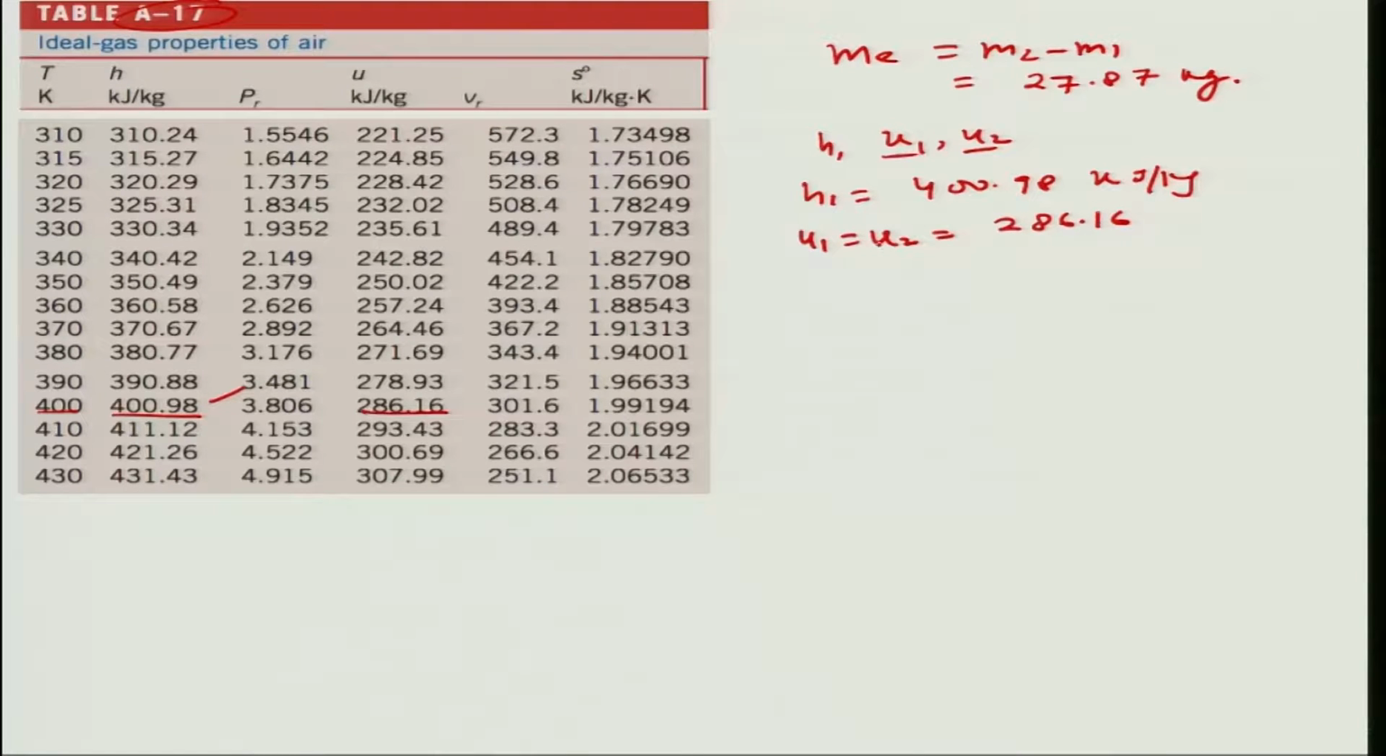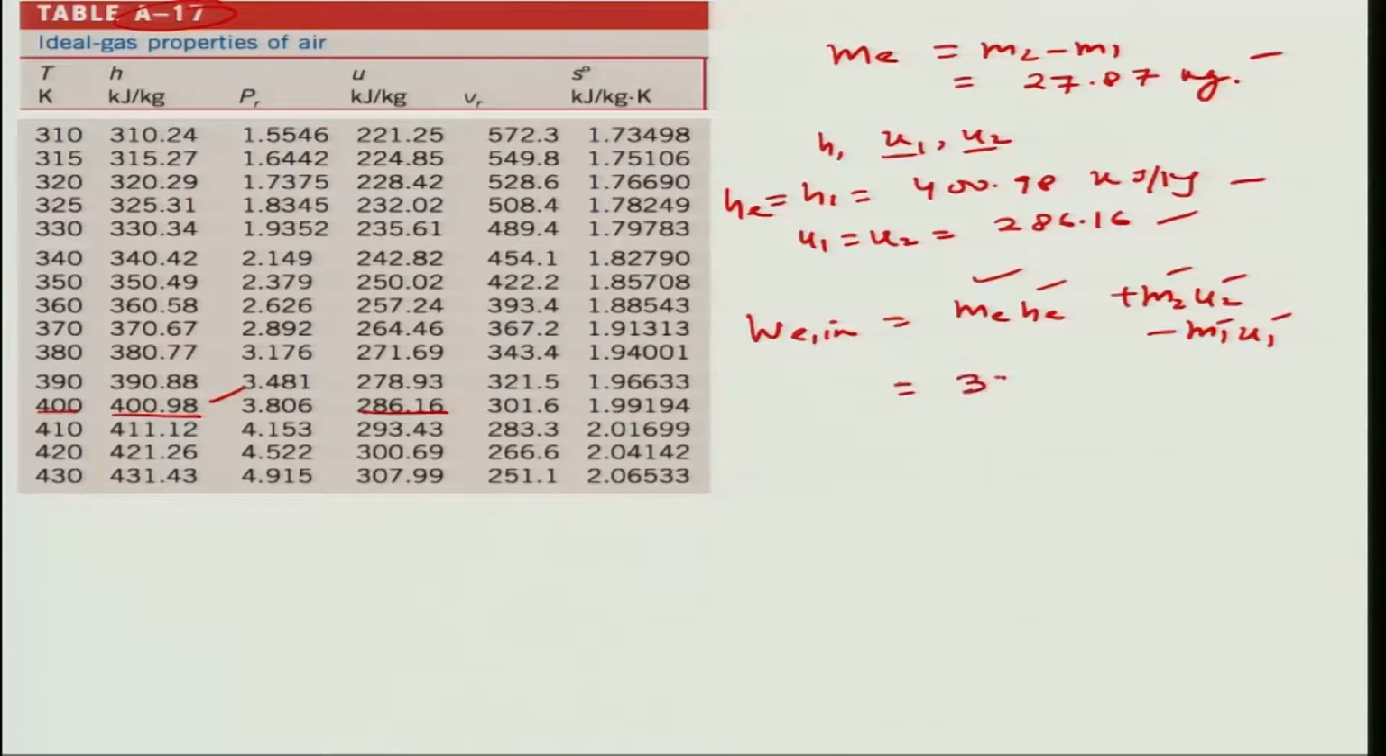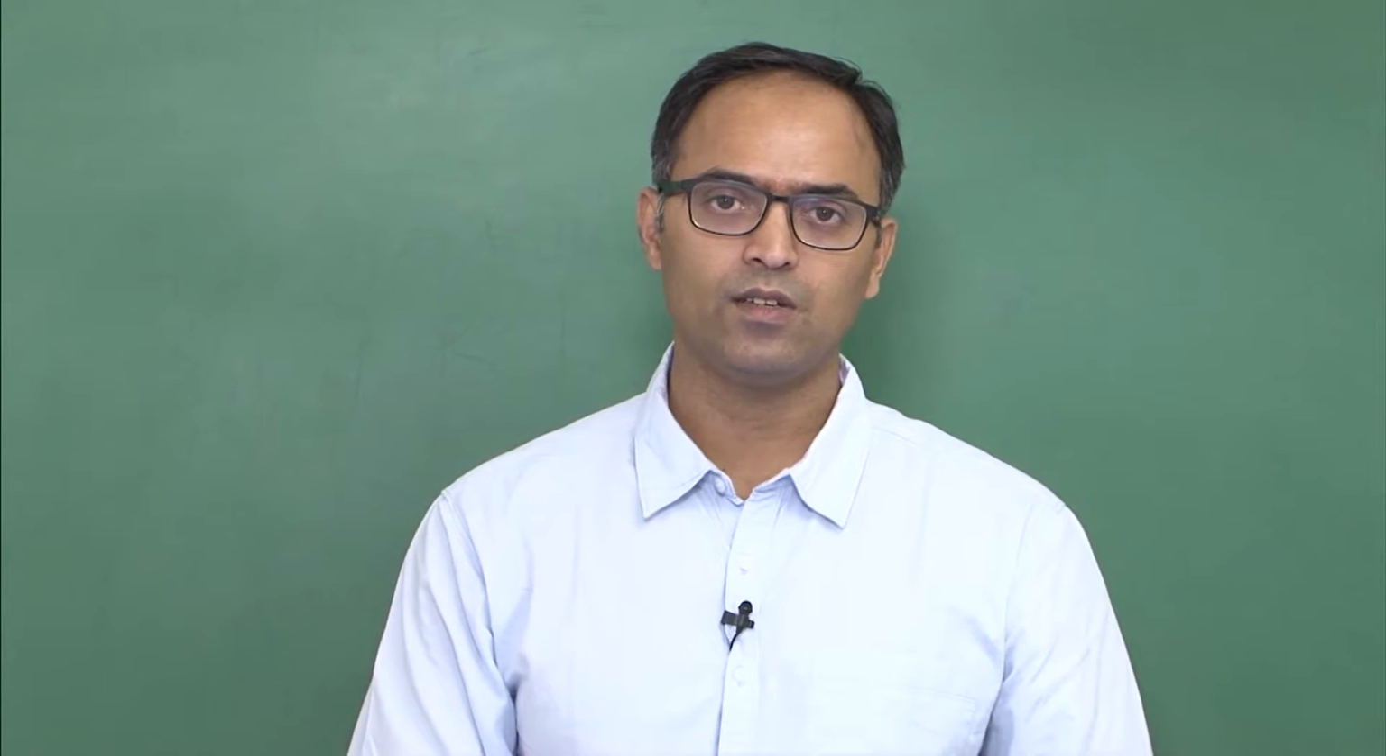Okay, now you can make use of this data in your energy balance, which I am writing again here, plus m2 u2 minus m1 u1. So you know this information, you know h e, you know m2, m1, m e. So thus you can calculate your electrical work, which is nothing but 200 kilojoules. Okay, so this is how we solve a problem making use of the table for the case of unsteady flow process.